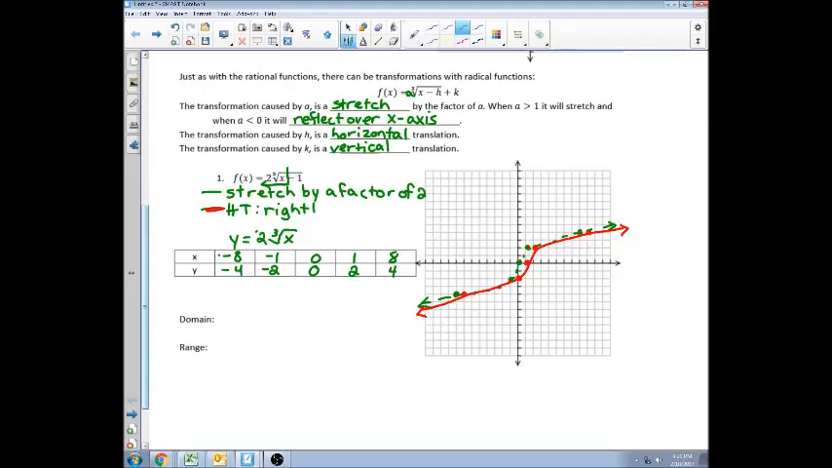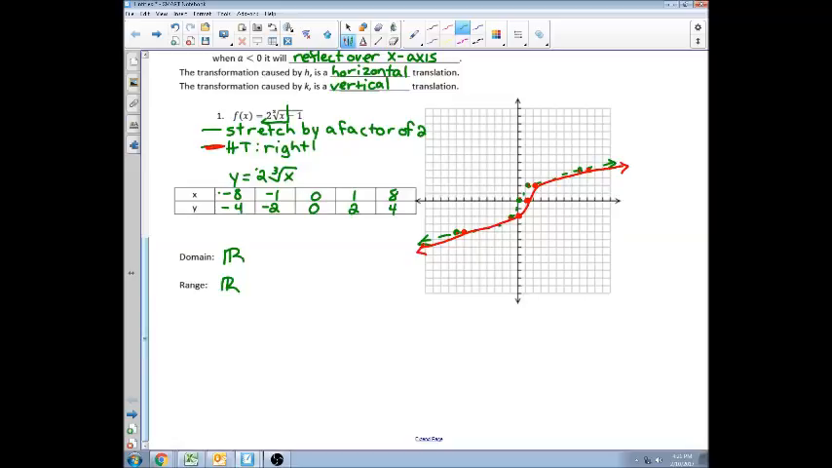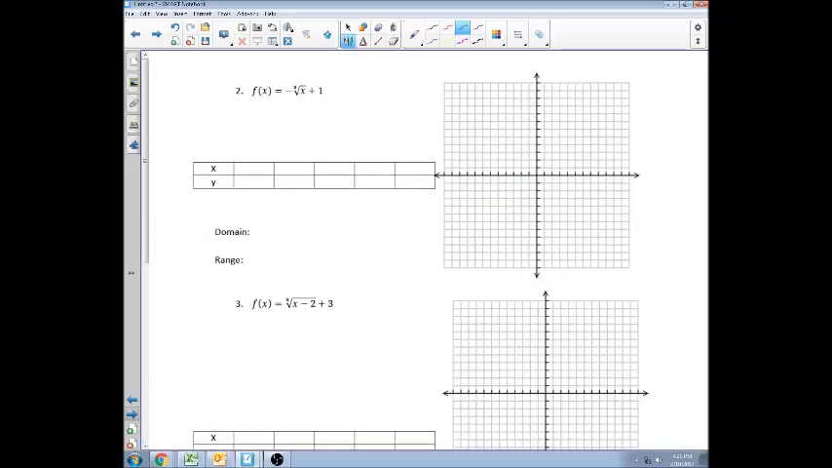So my domain and range is just all real, because as you can see with my red graph, it goes on forever and ever to the right, and on forever and ever to the left. And my range is talking about the up and down movement. It's going to go down forever to the left and up forever to the right, so that is also going to be all real. Okay? Let's go ahead and move on to the second problem.